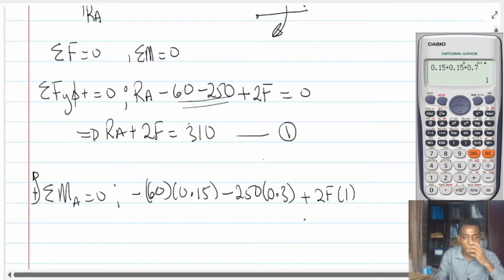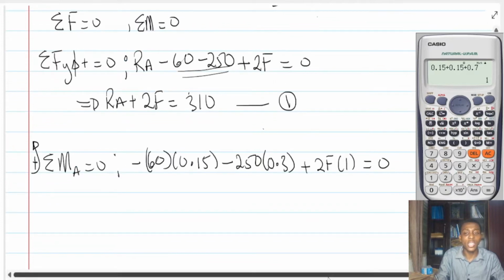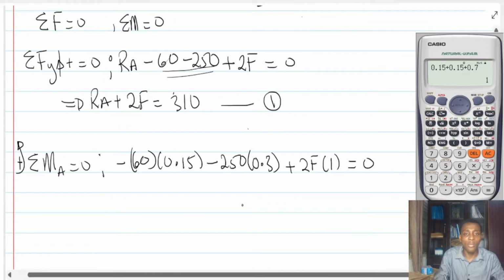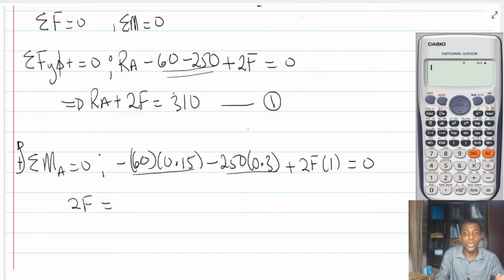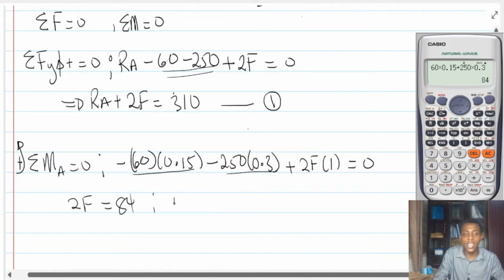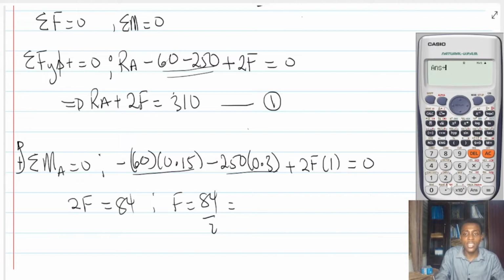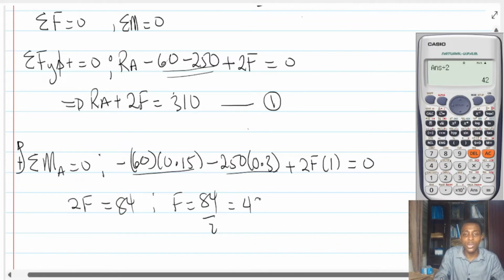Now, what happens is that we're going to equate this to 0, right? Because we said that the summation of moments should be equal to 0. Now, what can we do with this information right here? If we try to solve for F, let's add this up. It's going to be positive right here. So it's going to be 60 multiplied by 0.15 plus 250 multiplied by 0.3. That gives me 84. And what is 84 divided by 2? So 84 divided by 2 is nothing but 42 newtons.